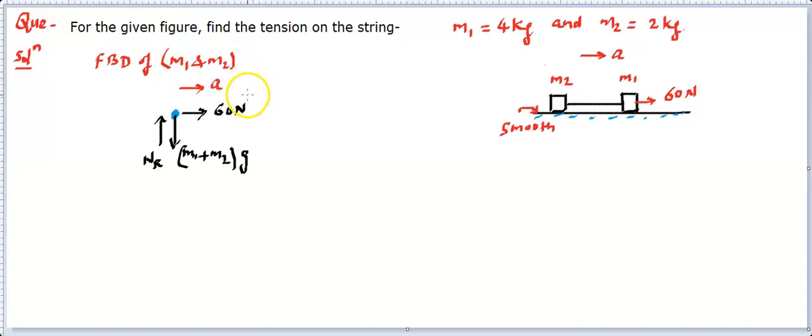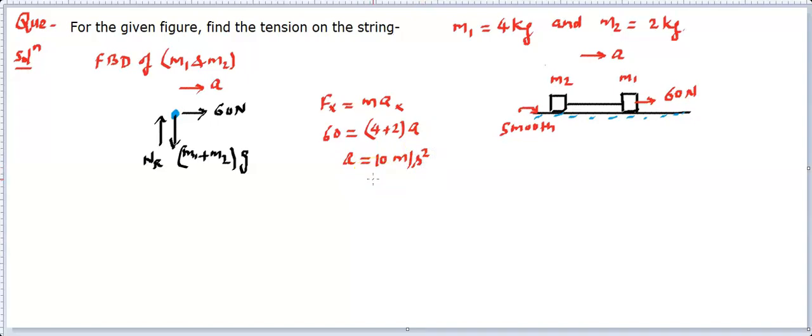Now we can treat the entire system as a single body because all elements have the same acceleration. So that's a prerequisite, that's a condition. A has to be the same for all the particles of the system. Now we can write in the x direction, force is equal to mass into acceleration in the x direction. The total force in the x direction is 60. Total mass is 4 plus 2, and acceleration in the x direction is A. You'll find the A value is coming as 10 meter per second square. So that quickly gives us the answer, 10 meter per second square is the acceleration.